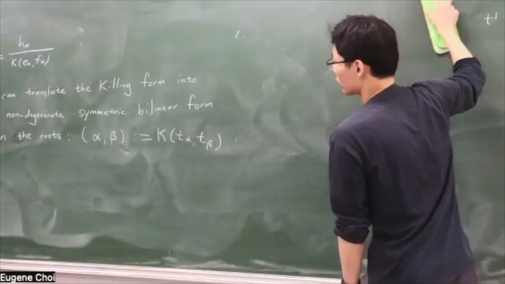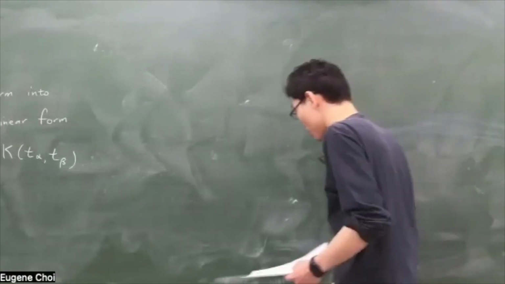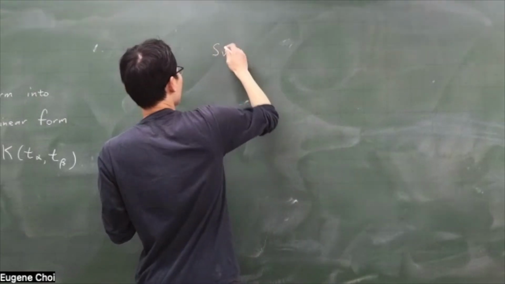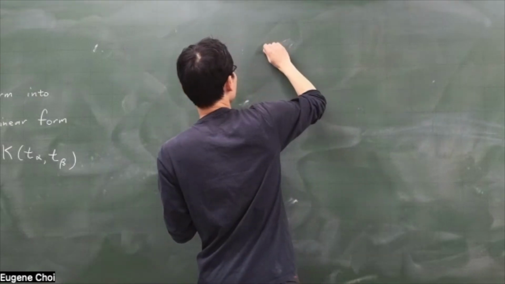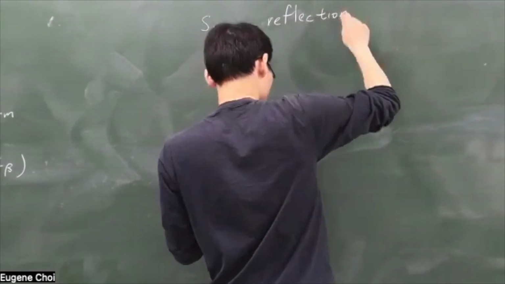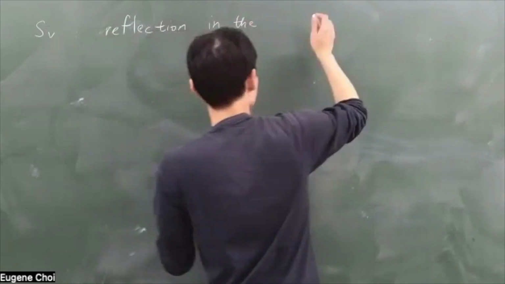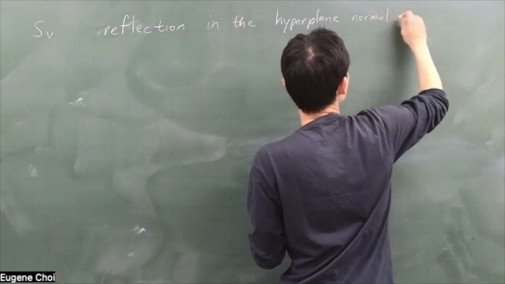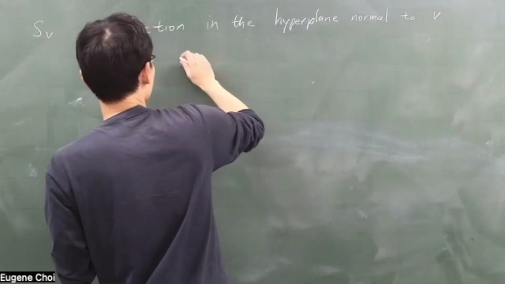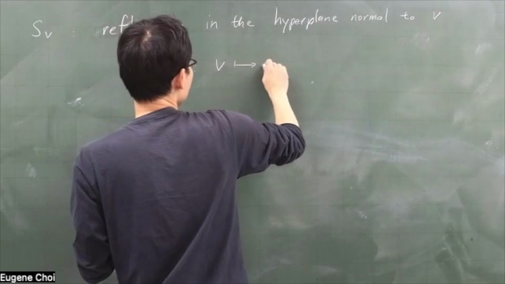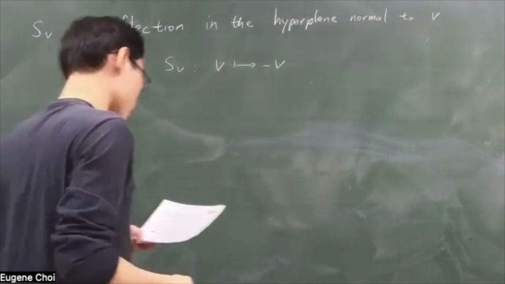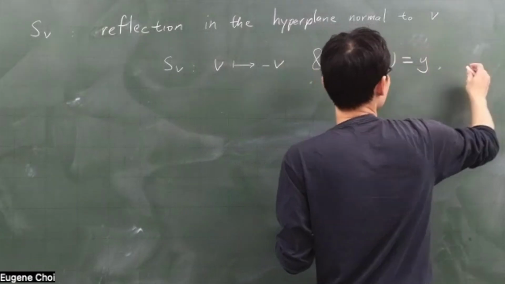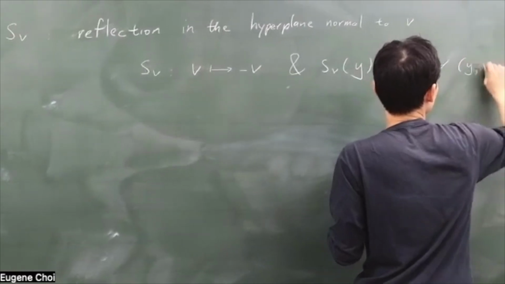Because they are vectors, I have something called reflections on the vectors. In other words, s_v will denote the reflection in the hyperplane normal to a vector v. So s_v sends v to its opposite, minus v, because it's a reflection. And of course, s_v of y is equal to y for any y which is perpendicular to v.